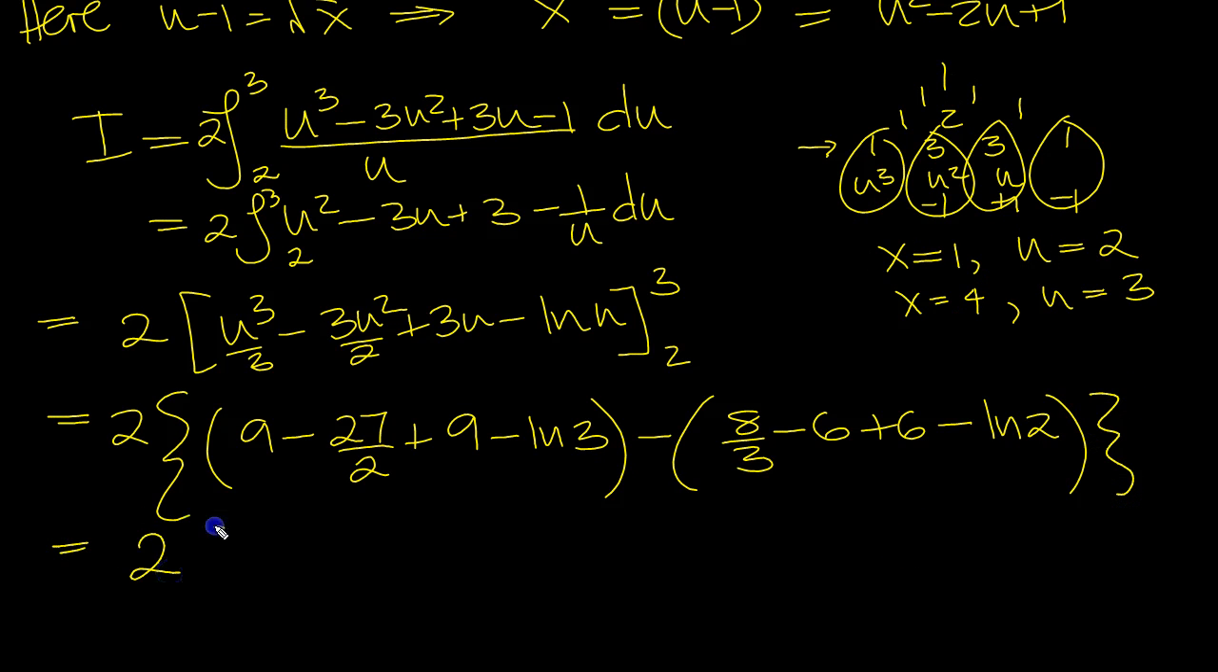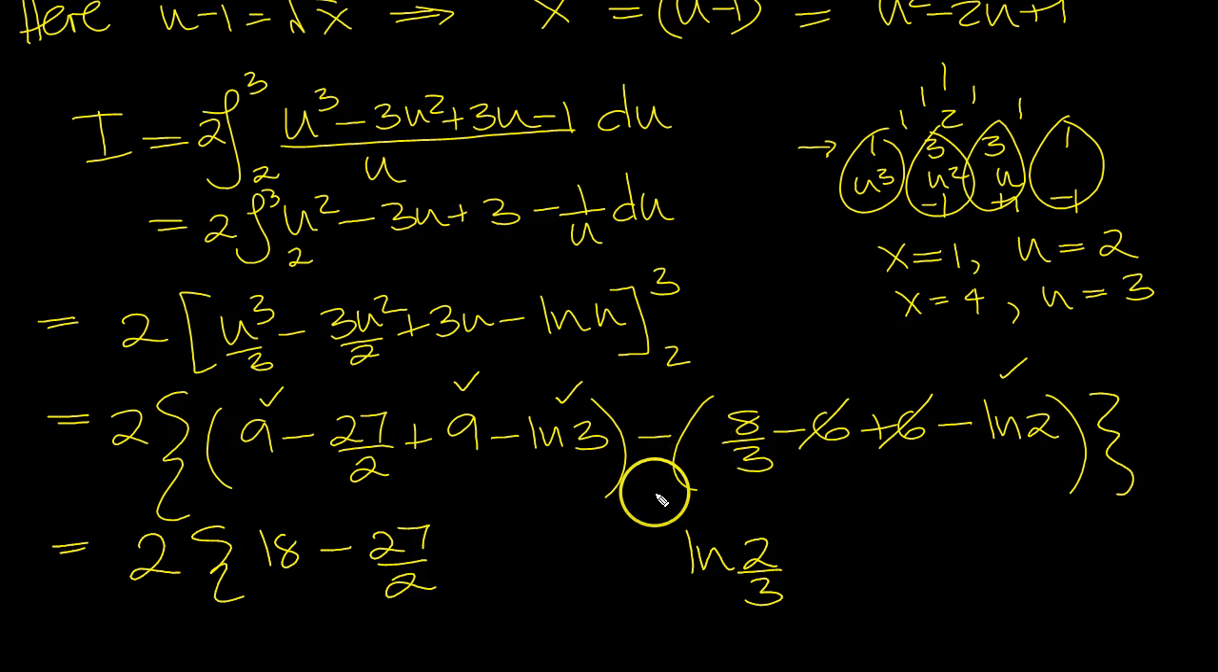So that's equal to 2 times, so we've got 18, these two will cancel. We've got minus log 3 plus log 2, which is going to be log of 2 thirds, because we can divide the logs. So it's 18 minus 27 over 2 minus 8 thirds plus this. So what does that equal then?